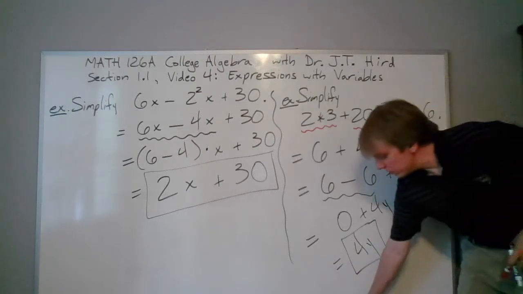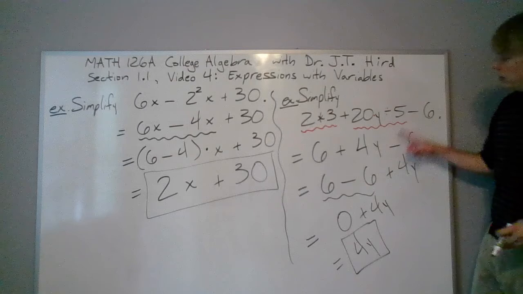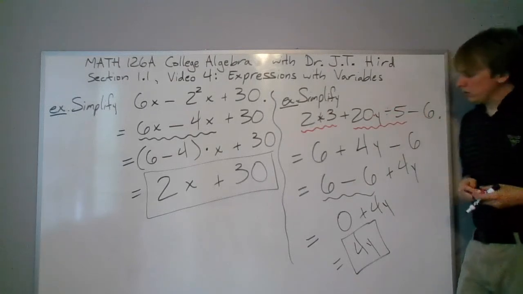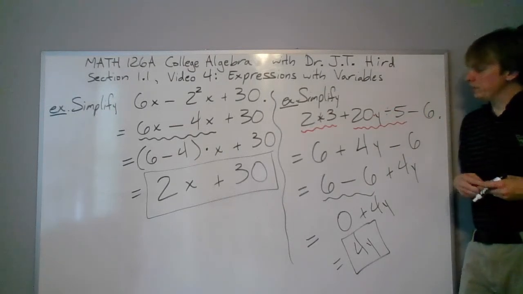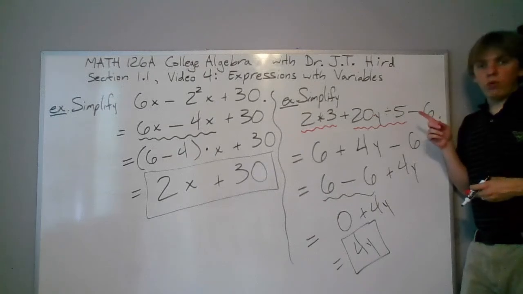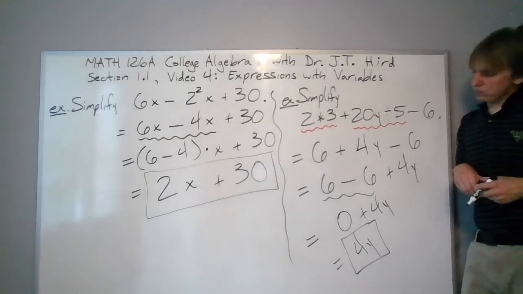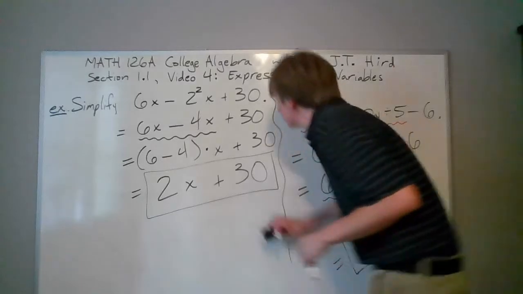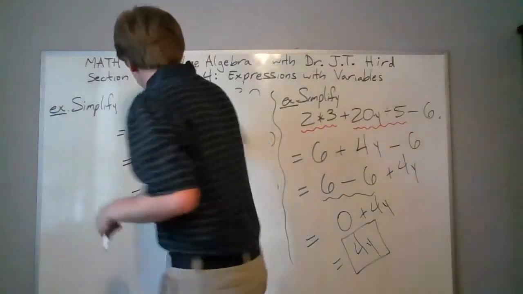Okay, I feel like I need to go back and explain this step a little bit, and try to make that a little more clear. We have a 20 multiplied by a y and then divided by 5.